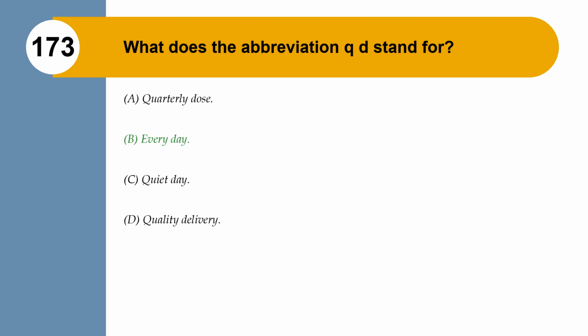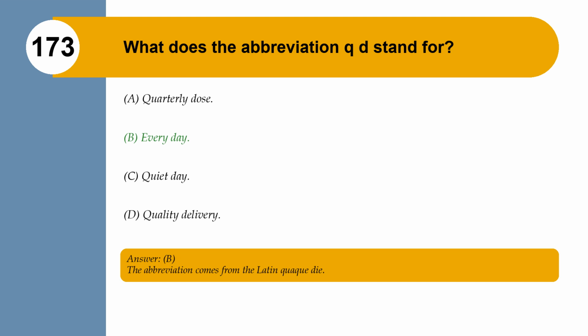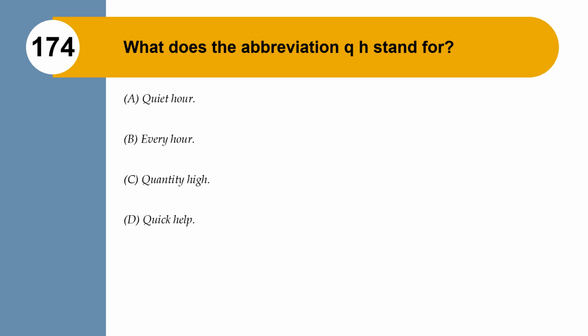The correct answer is option B, every day. Explanation. The abbreviation comes from the Latin quaque die. Question 174. What does the abbreviation QH stand for? Option A, quiet hour. Option B, every hour. Option C, quantity high. Option D, quick help.